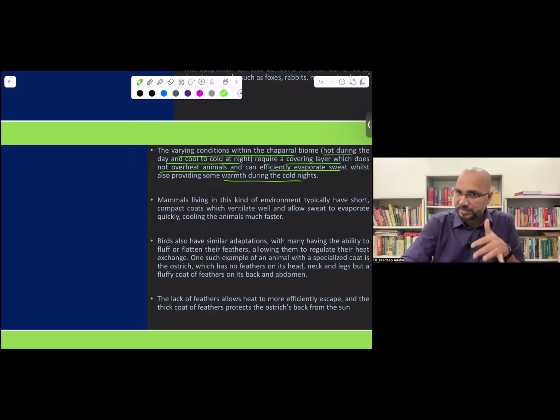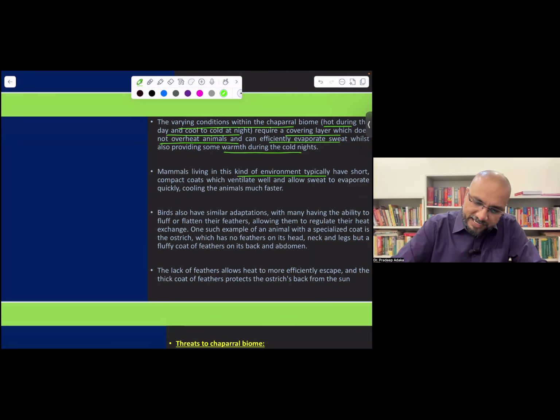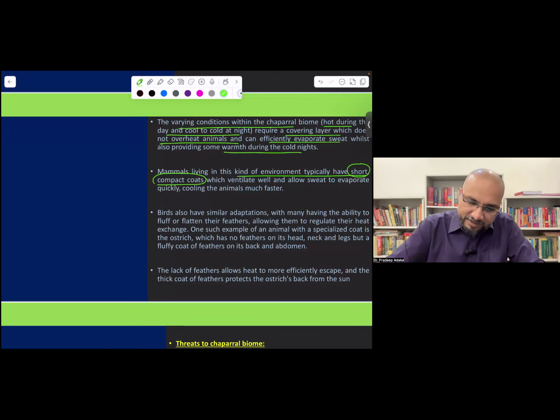During the day it is very hot, during the night it is cold. So it should have a covering which can do both. During the daytime it can keep the body cool, and during the night time it can keep the body warm. So animals living in this kind of environment typically have short, compact coats. They're not very furry like polar bears, right? They have a short, compact coat which can ventilate well and allow the sweat to evaporate quickly, cooling the animal during the daytime and keeping the body warm during the night time. It will not lose heat very fast also.